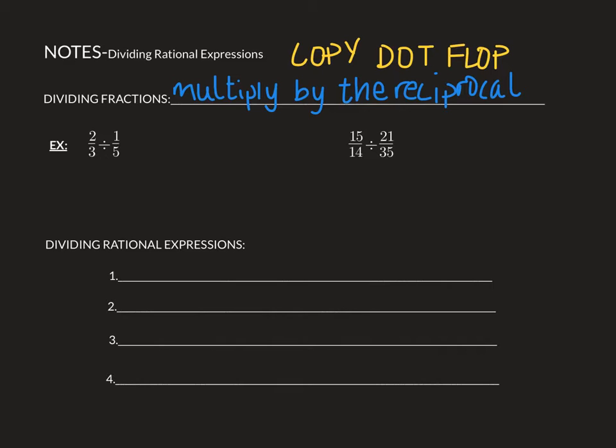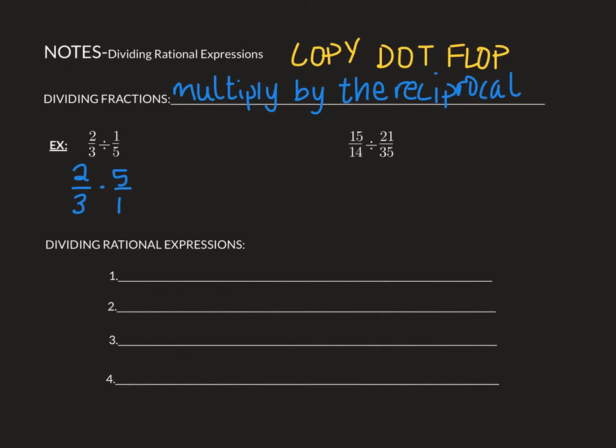So let's look at what that looks like in terms of a problem. Okay, so this first problem, good old basic math. 2/3 divided by 1/5. If I'm going to multiply by the reciprocal of that second fraction, I'm going to copy the first one, 2/3. I'm going to put a dot because that represents multiplication. And then I'm going to flop the second fraction. I'm going to multiply by the reciprocal. So we get 2/3 times 5/1.